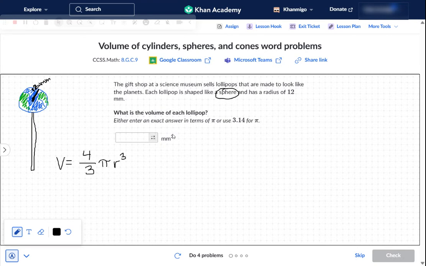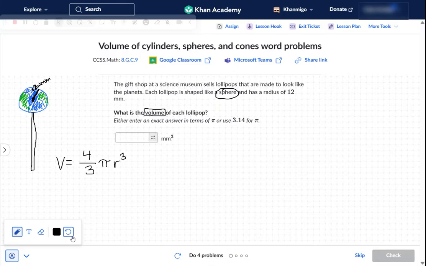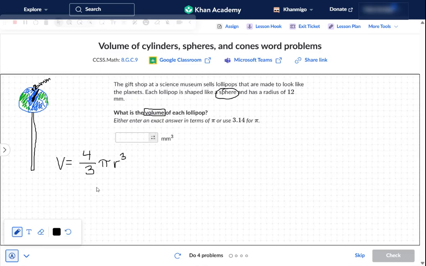Remember, whenever we're trying to find volume of something, the units are always cubed. If we're finding area, the units are always squared, but for volume, it's always cubed. So all we're doing is just plugging in. So 4/3 pi, instead of r, we're going to replace it with 12 because that's our radius. Remember, r stands for the radius. And they told us, hey, radius is 12. So we'll plug it in.